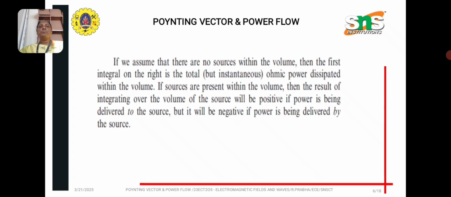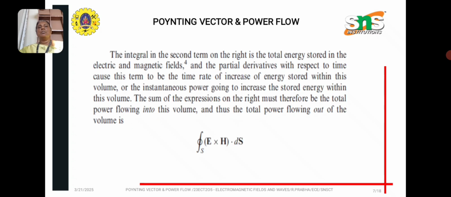So if we assume that there are no sources within the volume, then the first integral on the right hand side is the total instantaneous ohmic power dissipated within the volume. If sources are present within the volume, then the result of integrating over the volume of the source will be positive if the power is being delivered to the source, but it will be negative if power is being delivered by the source.